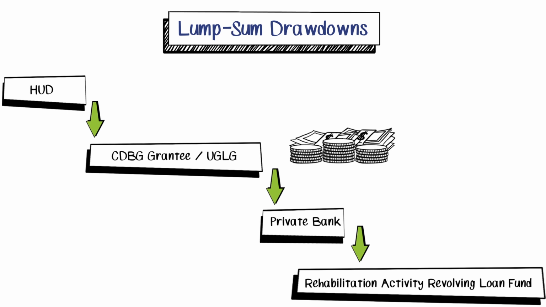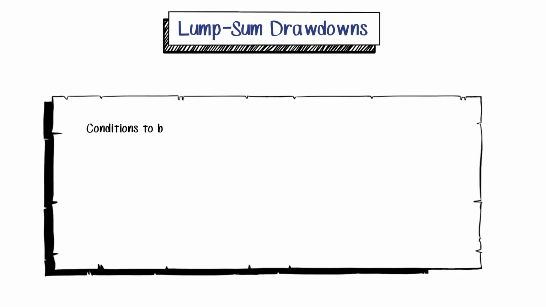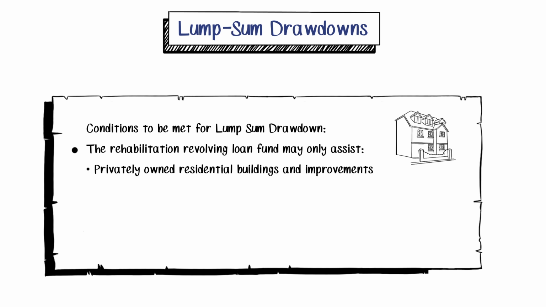Lump sum drawdown is only allowable if certain conditions are met. First, the Housing Rehabilitation Fund may be used to finance the rehabilitation of privately owned residential properties, in addition to commercial or industrial buildings, as well as nonprofit-owned non-residential buildings and improvements that are not public facilities and improvements.